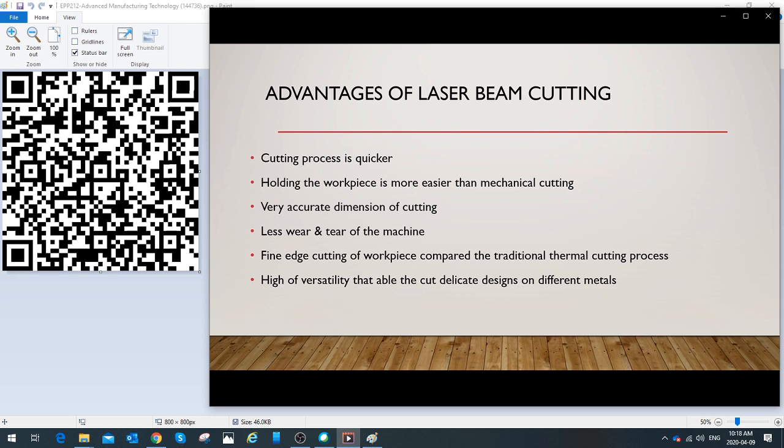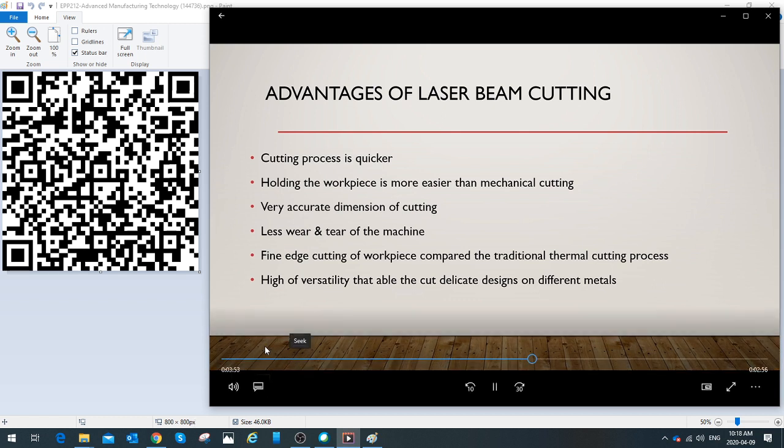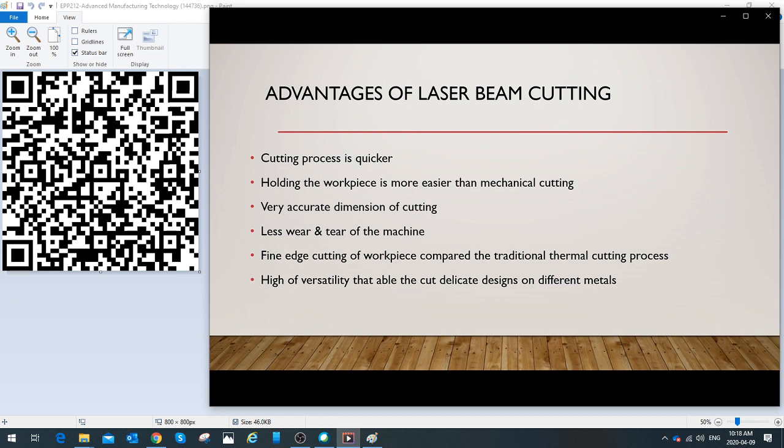Here come the advantages of laser beam cutting. First of all, the cutting process is quicker because the technology used is mostly automatic and doesn't require much manpower. Second, holding the workpiece is easier than mechanical cutting, which takes much effort. The third one is very accurate cutting dimensions, which is preferred by many industries. Next, less wear and tear of the machines, because laser beam cutting is a non-contact cutting process. Next is fine edge cutting of the workpiece compared to traditional thermal cutting processes. And the last one is high versatility. They are able to cut delicate designs on different metals.